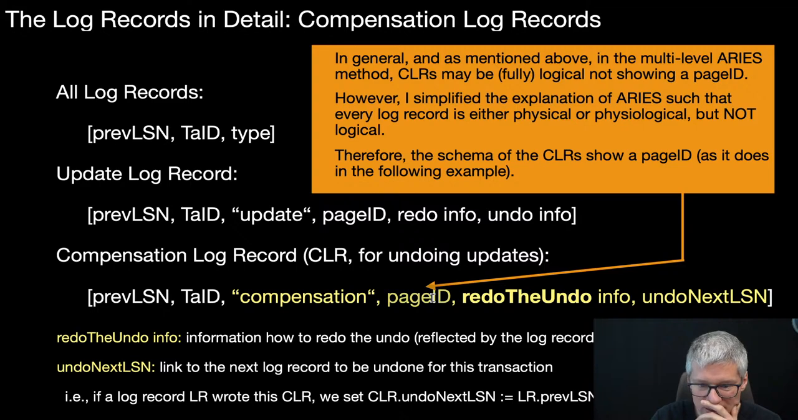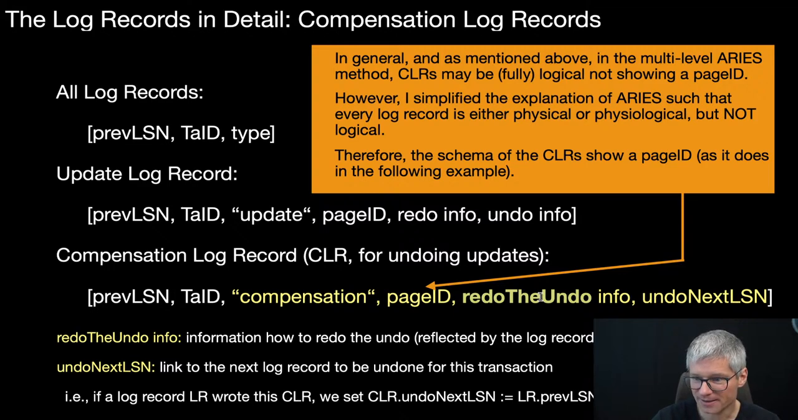I also have a page ID. And then the interesting thing is there's no undo information. There's just the redo information. Previously, we had the redo information and the undo information. Now we just have one, which is a weird name, redo the undo. And the reason for that is this is a log record that will be executed in the redo phase only, the second phase of the algorithm, but never in the undo phase.